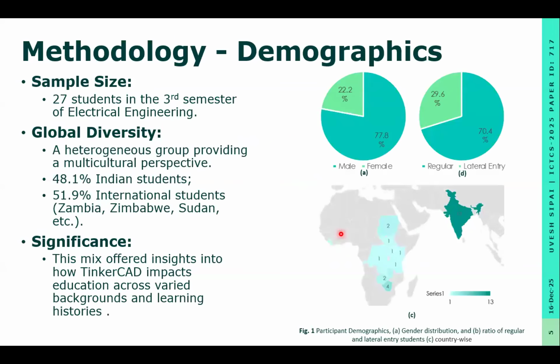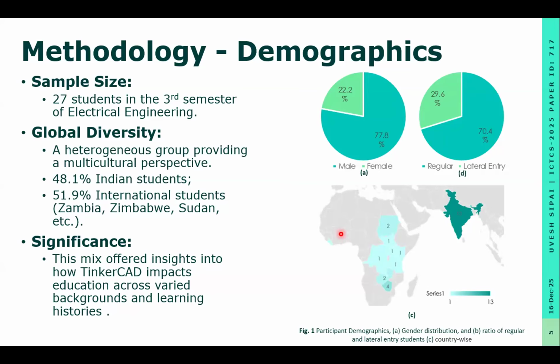In this particular case study, we have a sample size of 27 students who are studying in the third semester of electrical engineering. We have diverse participants: 22% female students and 77.8% male students. Here we are also considering lateral students. Out of the total, 29% of students are from lateral entry, meaning they have already done their diploma engineering.